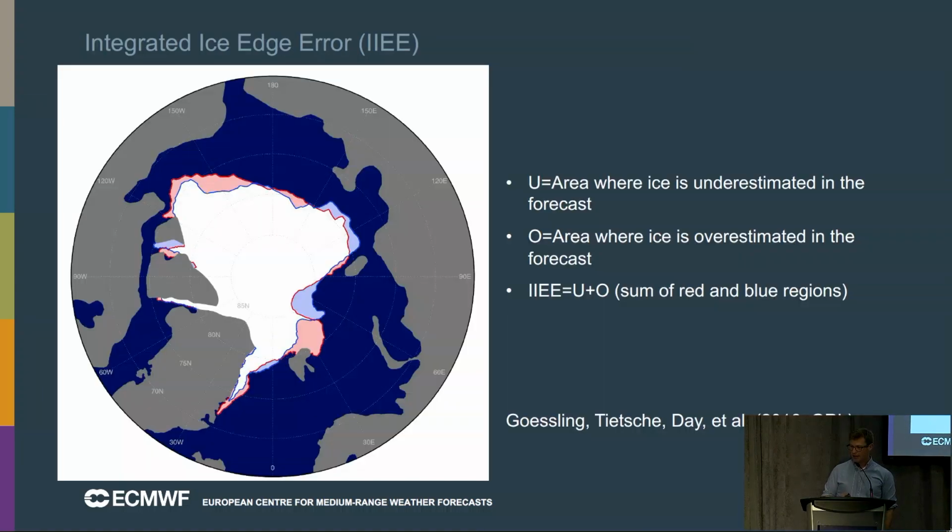The ice edge is probably one of the most important features from a meteorological perspective, so we're evaluating this using an integrated ice edge error metric, where you sum over the areas where they're mismatched, so where there's too much ice or too little ice. We sum that up and get a measure of the integrated ice edge error.